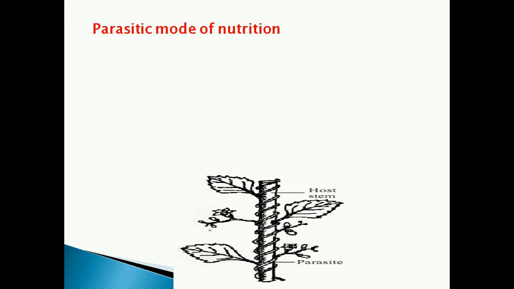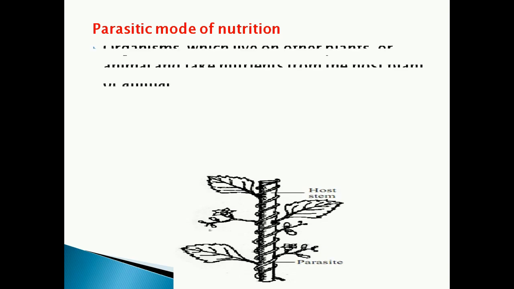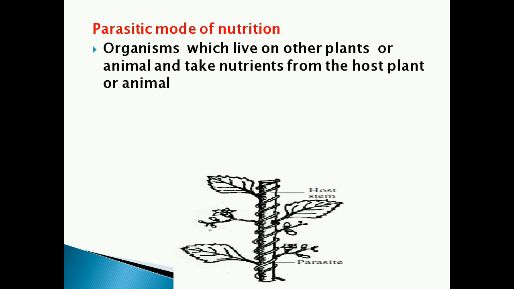organisms. So the first mode of nutrition is parasitic mode of nutrition. So what is meant by parasitic mode of nutrition? Organisms which live on other plants or animals and take nutrients from the host plant or animal. Okay, so these organisms will live on another plant and take nutrients from that plant. The plant from which they take nutrients is called the host plant.